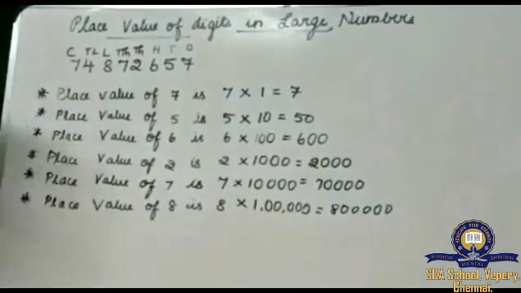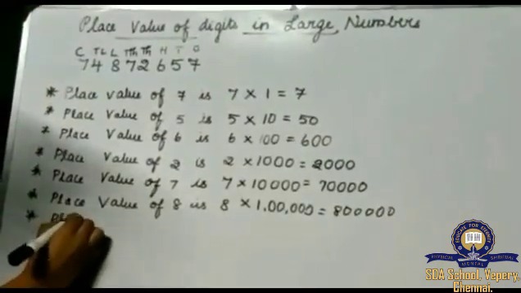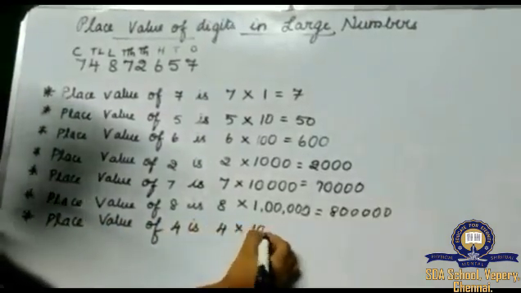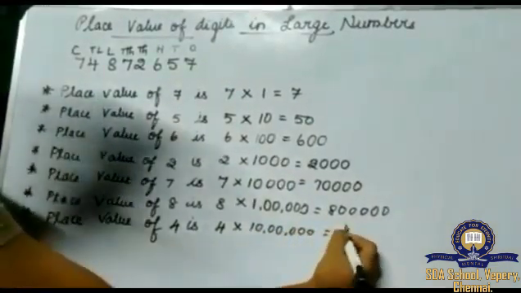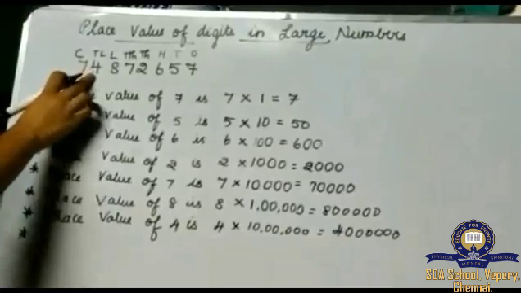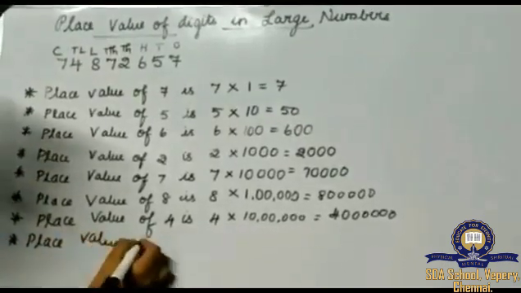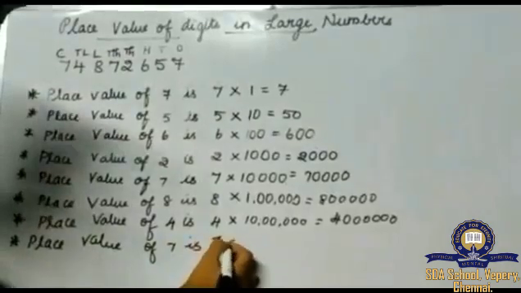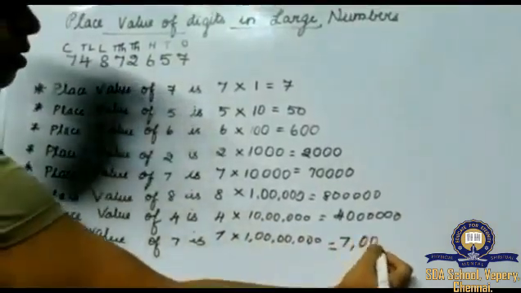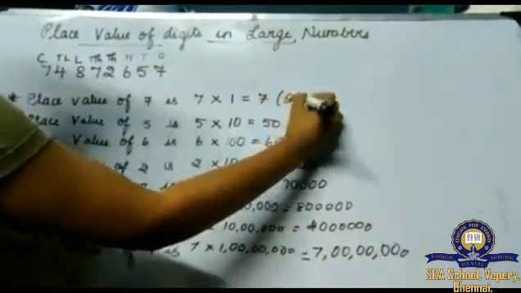8 lakhs. The next number after 8 is 4, which is in the 10 lakhs place. So place value of 4 is 4 multiplied by 10 lakhs, which will be 40 lakhs. Okay. At last, after 4 is the 7, which is in the crores place. The place value of 7 is 7 multiplied by 1 crore. You will be getting 7 crores.